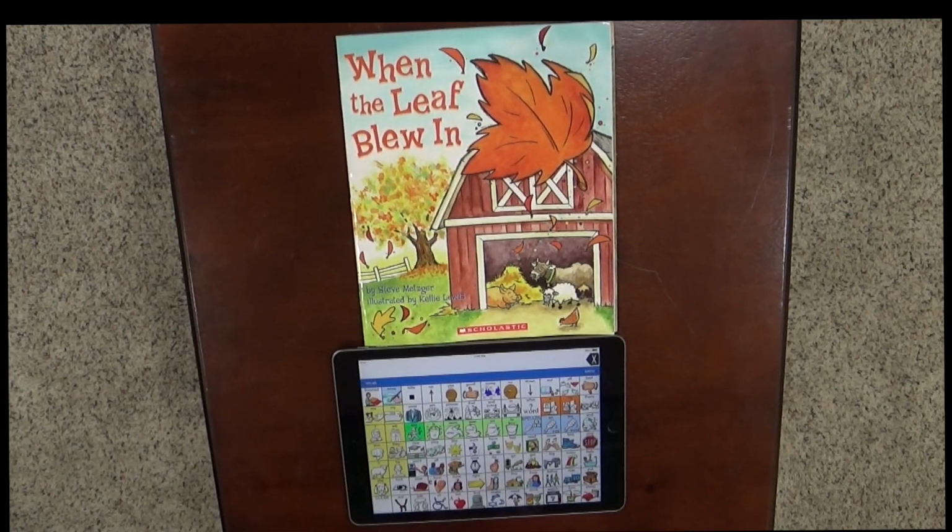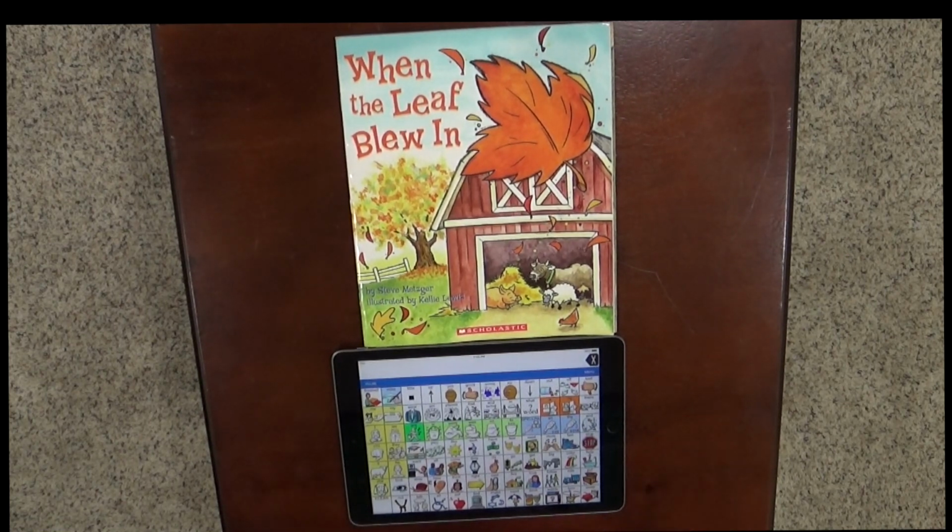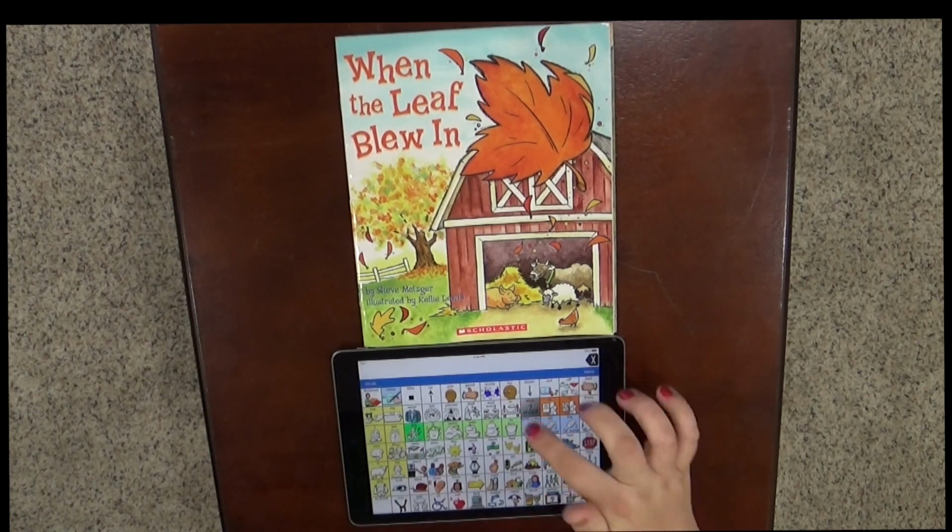All right, today I'm going to be modeling this book on the Words for Life app, or Words for Life vocabulary on the LAMP app that you can get on an iPad. I have 84 full vocabulary here, so I have access to all of the words. And the word that I will be focusing on the most is when.